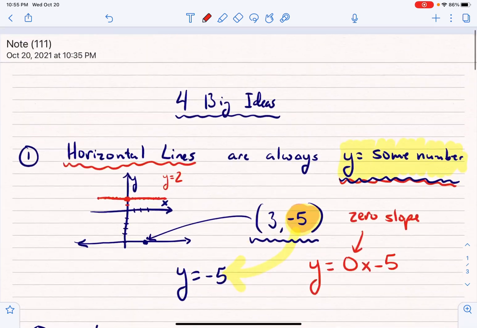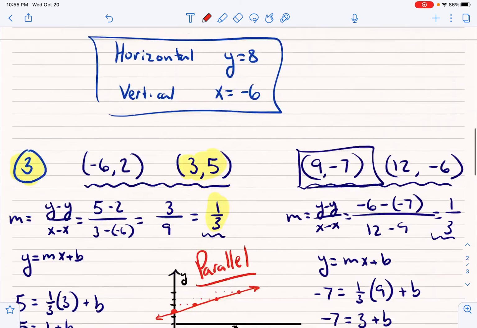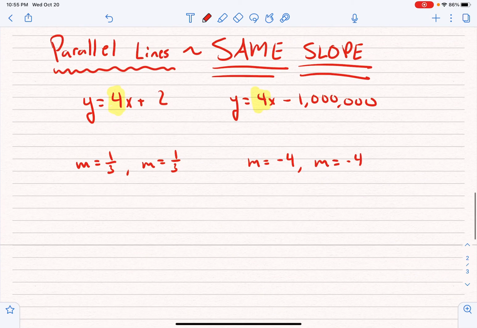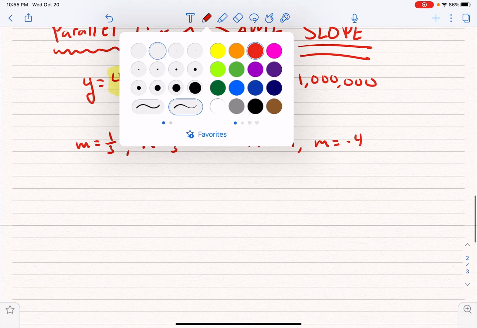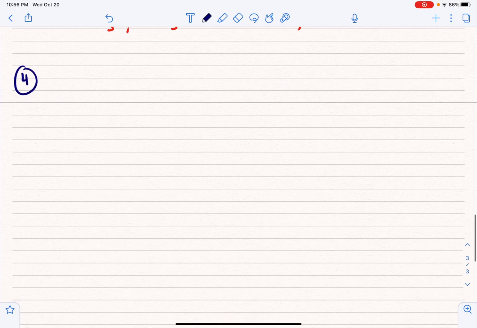Now we got to get to big idea number 4. So real quick review of big ideas: horizontal lines, y equals some number; vertical lines, x equals some number; and then parallel lines have the same slope. Okay, lastly, big idea number 4. And we got to define something first because a lot of people are still not quite sure what this word means. Perpendicular. I had a lot of people tell me perpendicular means to intersect, it means to cut in half, and they kept telling me all these things it doesn't mean.